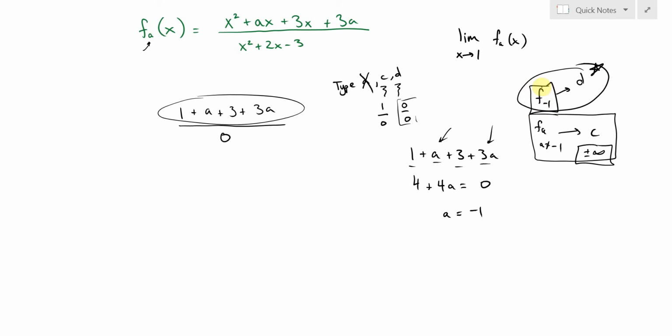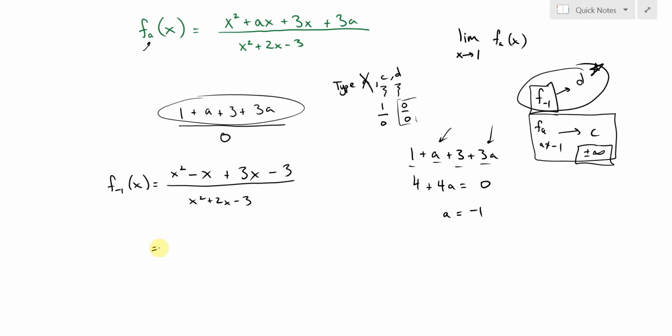What does f sub negative 1 look like more specifically? If we actually plug a negative 1 into the original formula, f sub negative 1 of x is equal to x squared. Now that a is negative 1, so that's actually minus x. 3x doesn't depend on a, and then we're subtracting 3, over x squared plus 2x minus 3.